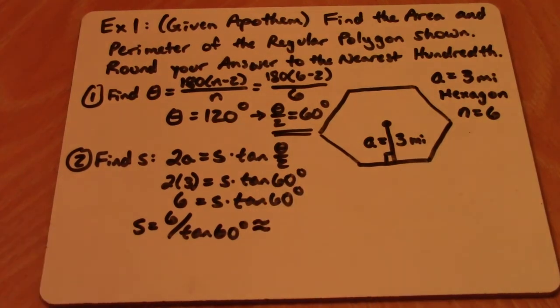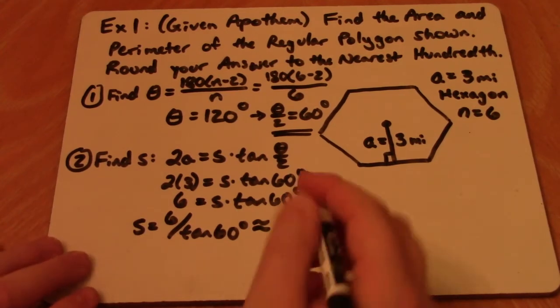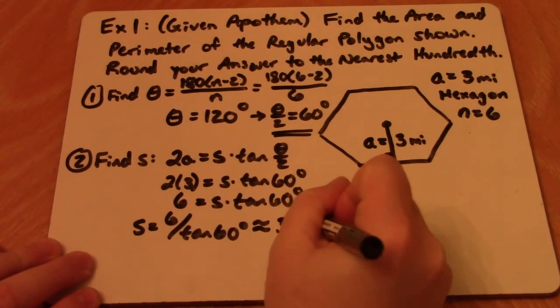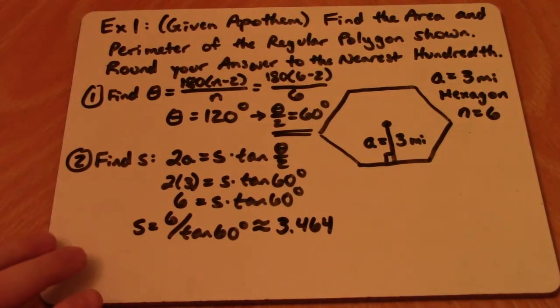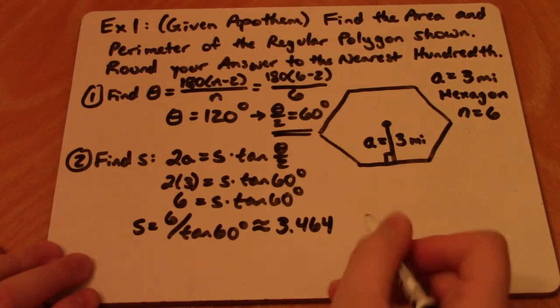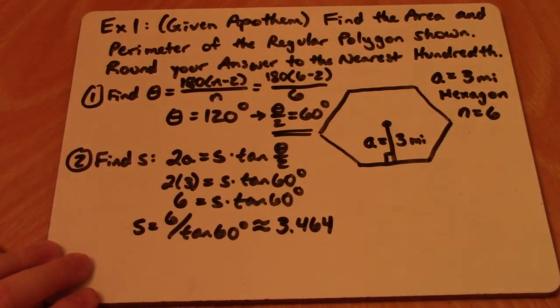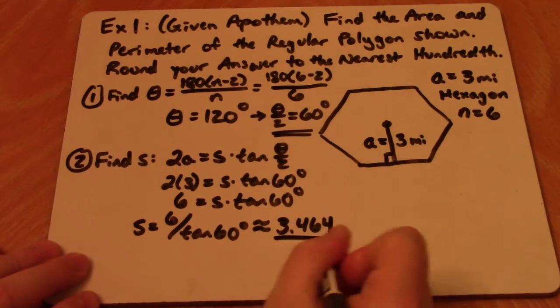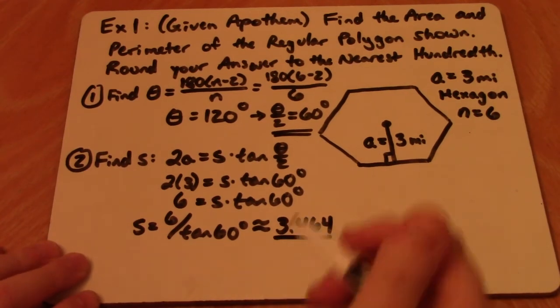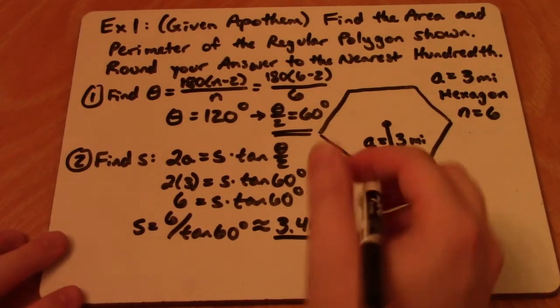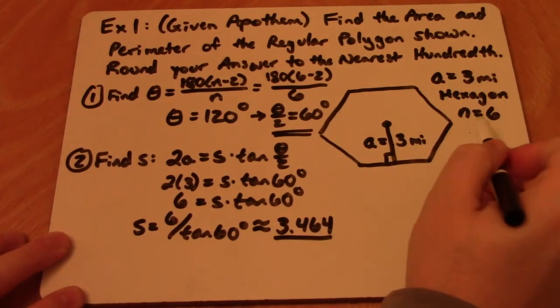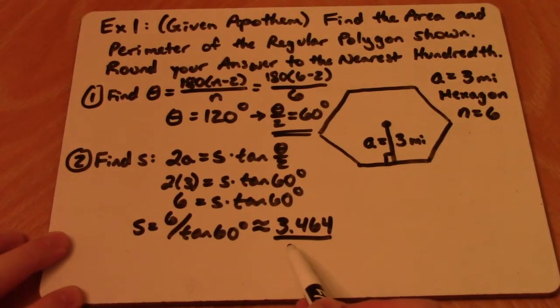Now our problem is asking us to round our answers to the nearest hundredth. So for calculation purposes, we are going to keep the nearest thousandth. That's 3 decimal places in this case. Our next digit is a 1, so we would round that 4 down and keep a 4. So there's our s value. So now we go to perimeter and area, because we know n, we know a, and we know s. Those are the 3 things we need to know to find perimeter and area.